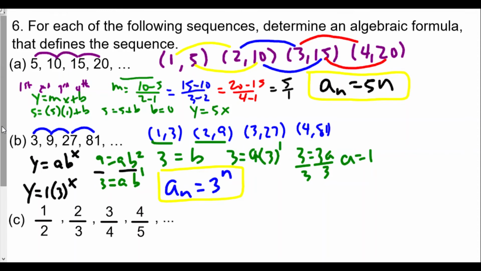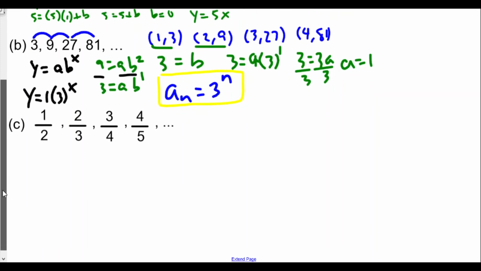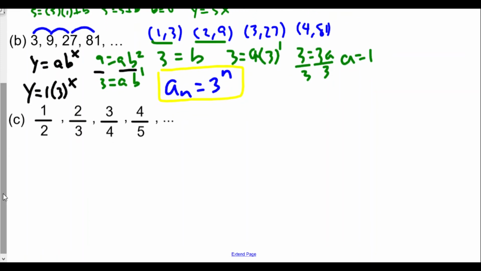All right. Now for C, which of course is its own problem here, we're going to notice that it's not like we're adding the same thing over and over again, or multiplying the same thing over and over again. Here we see the changes are increasing by 1 every single time on top, as well as on the bottom.